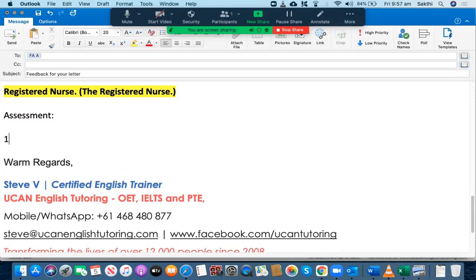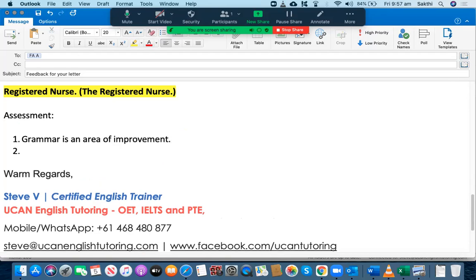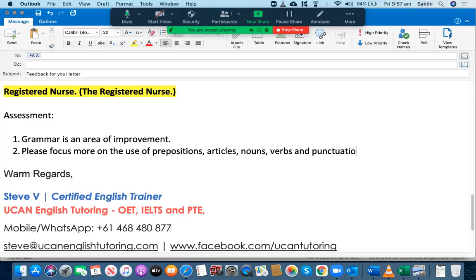The assessment. Well, one is grammar is very bad. Grammar is an area of improvement as you have committed lots of grammatical mistakes. Please focus more on the use of prepositions, articles, nouns, verbs, and punctuation marks. So you are weak in almost all the assessment factors.